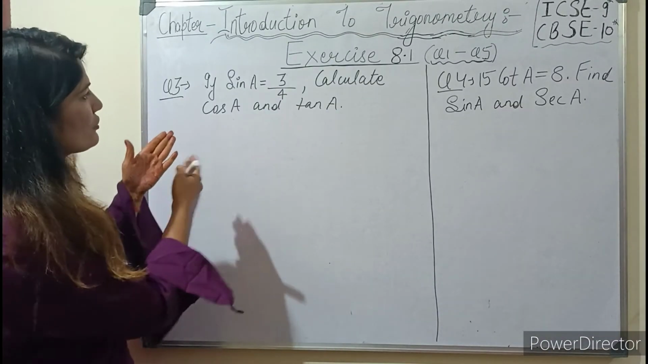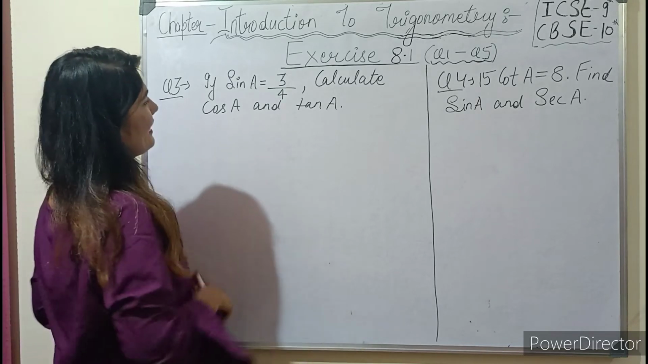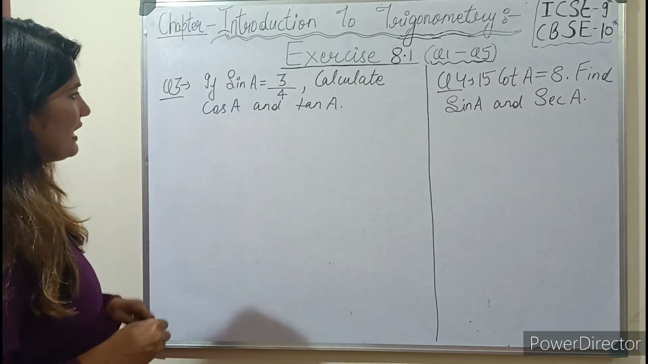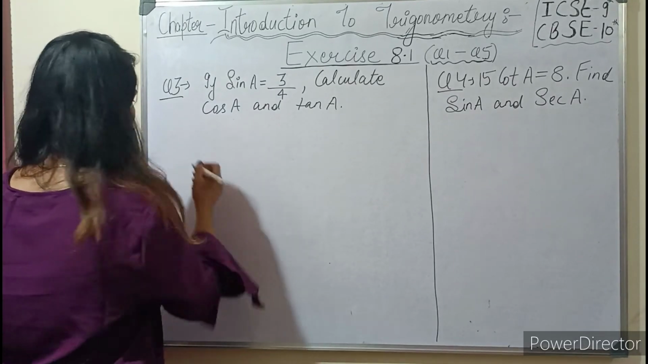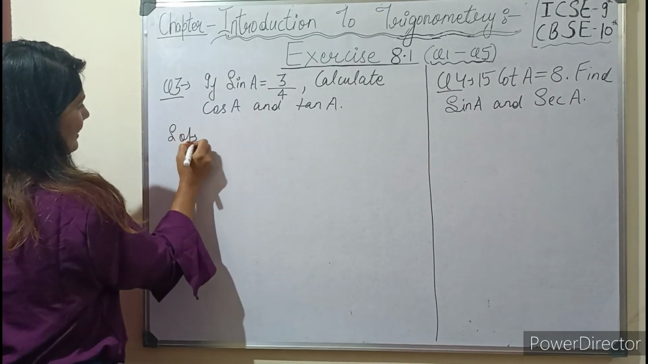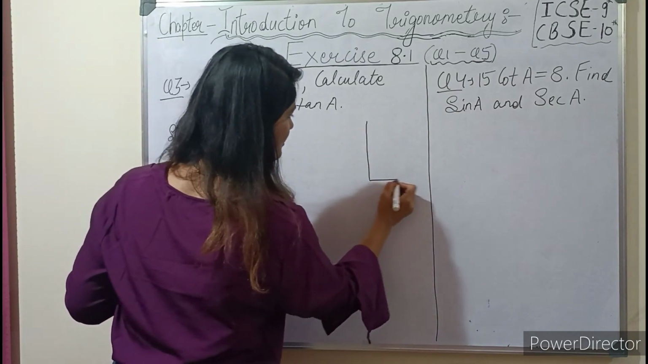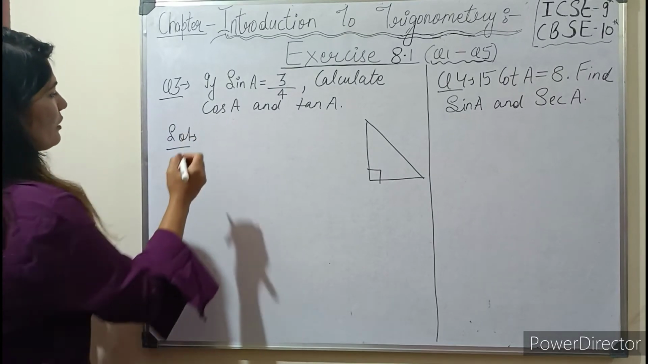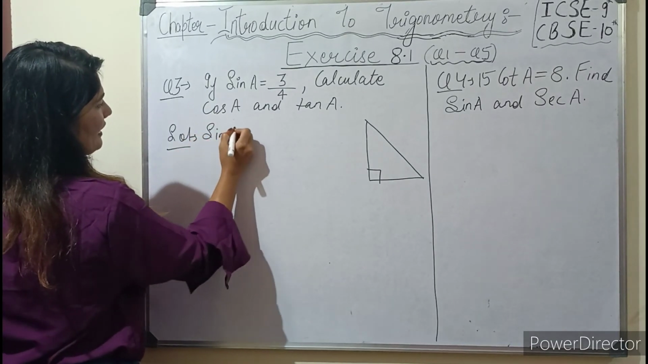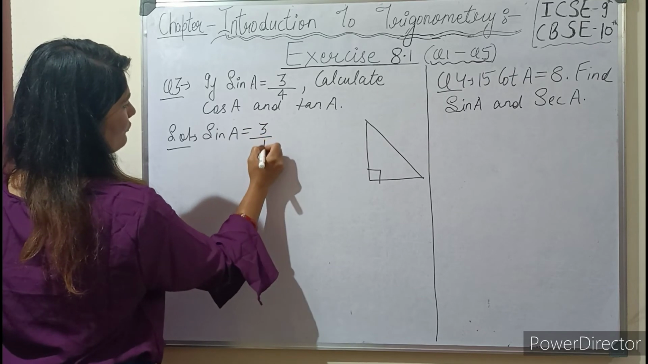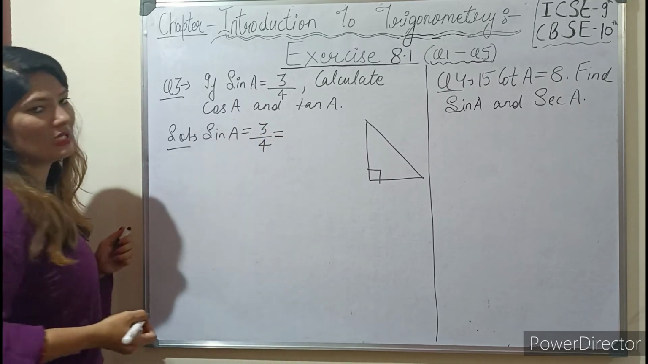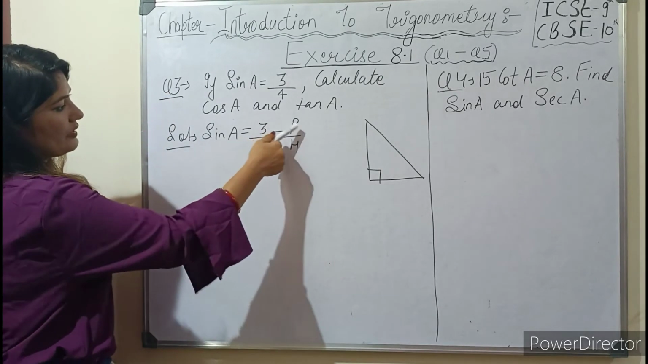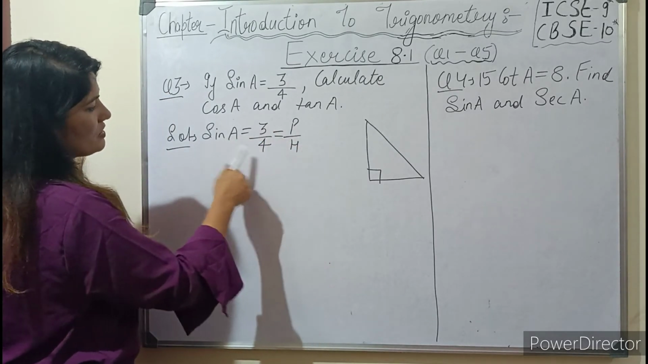Now moving to question number 3, that is, if sine A is equals to 3 by 4, calculate the values of cos A and tan A. So again in this case we will draw a right angle triangle. So this is a right angle triangle. So here start from the given part. Sine A is equals to 3 by 4. The value of sine is P by H. It means that the value of P is 3 and the value of H is 4.